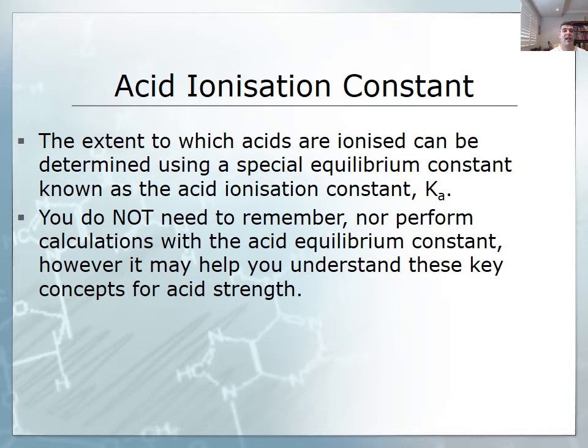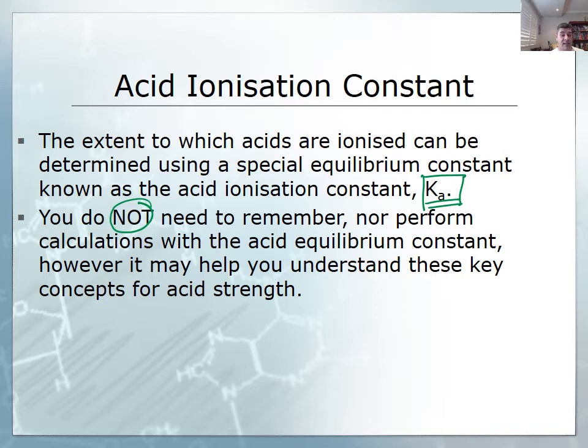Now, the extent to which acids are ionized can be determined using a specific equilibrium constant, which is known as the acid ionization constant, or Ka. Now, one of the things that's really important about this section is you do not need to remember nor perform calculations with the acid equilibrium constant. We will go into this constant in a little more detail when we look at industrial chemistry, but the only reason I'm raising it now is because it may help you understand some of the concepts behind why some acids are regarded as strong acids and others as weak.